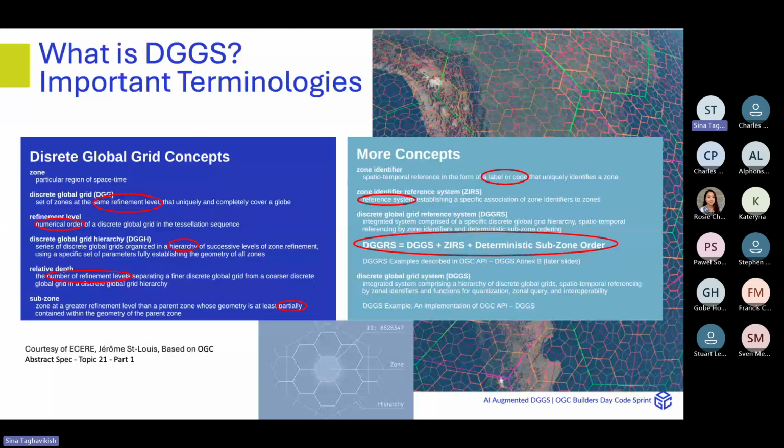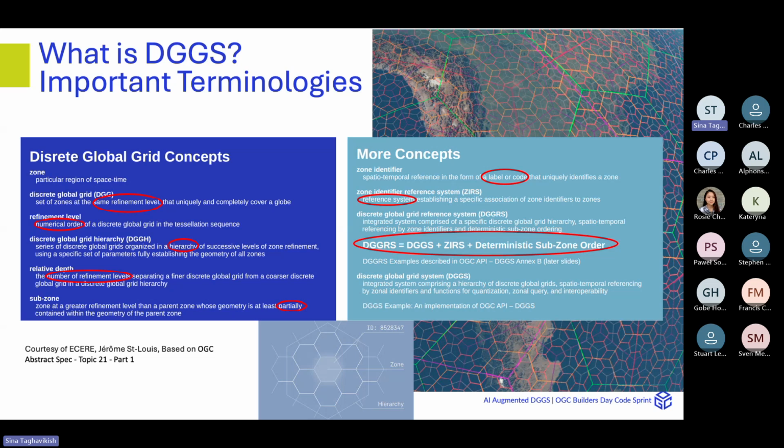For the introduction, DGGS is basically a grid, an indexing system for the whole planet. It's global, so the name says it. It has to cover the whole planet without missing anything. The important part is that it has a hierarchy. It has a numerical order that describes this hierarchy, and there are refinement levels, meaning there are zoom levels that go in and out, if you want to put it in simple terms.